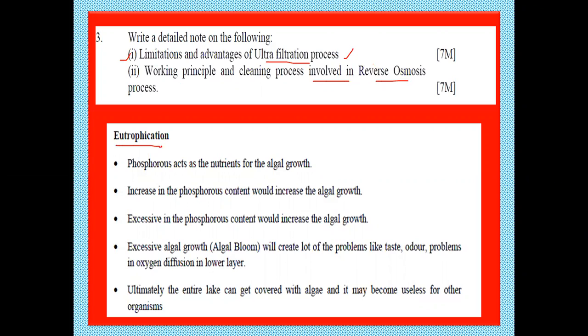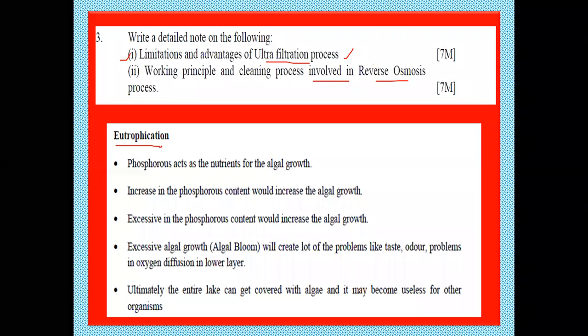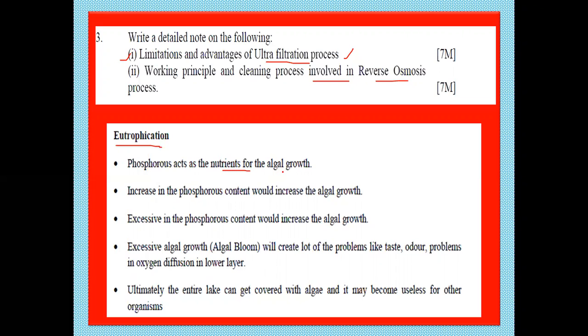The next topic in this is eutrophication. This is also an advanced treatment process where you can see it in the industrial wastewater. So it's a process of removal of phosphorus. Phosphorus acts as a nutrient for the algae growth. So for algae and microorganisms to grow, phosphorus will act as a good thing.